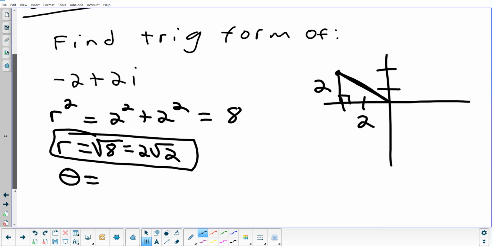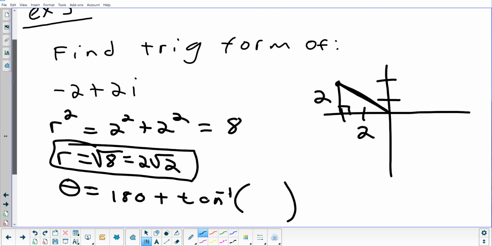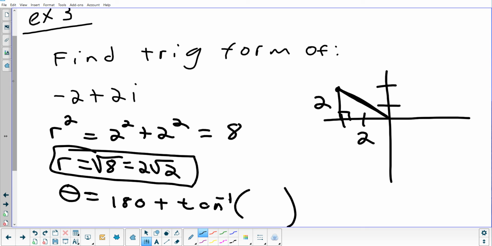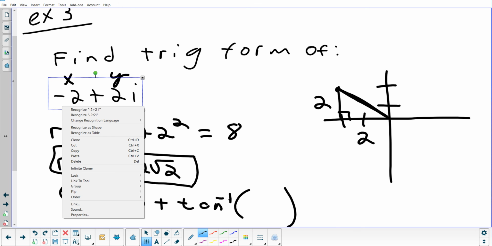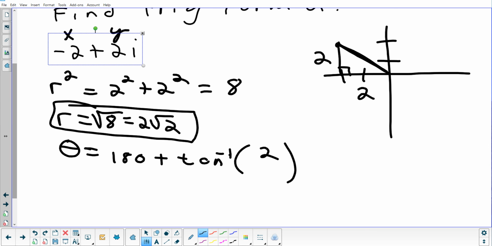So let's do it. So 180 plus inverse tangent of y over x. Well, there's your y and your x. In this case, if you switched them, you'd be okay, but you really should know which one is which. Y is the vertical, x is the horizontal, or the real. 2 divided by negative 2.